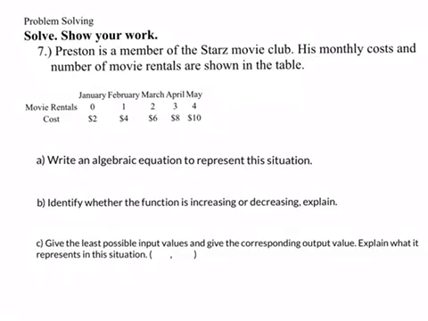Chapter 6 Study Guide Part 2. Preston is a member of the Stars Movie Club. His monthly cost and the number of movie rentals are shown in the table. Write an algebraic expression to represent the situation.